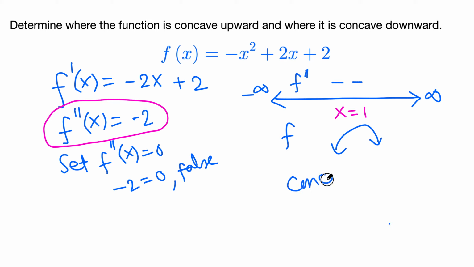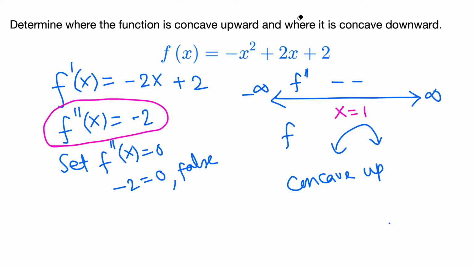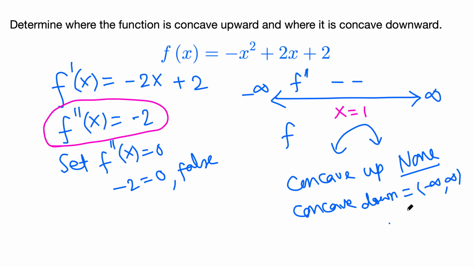So concave upward on nowhere, because it's concave down, nowhere, that means maybe none, or D and E, and concave downward, negative infinity through positive infinity.